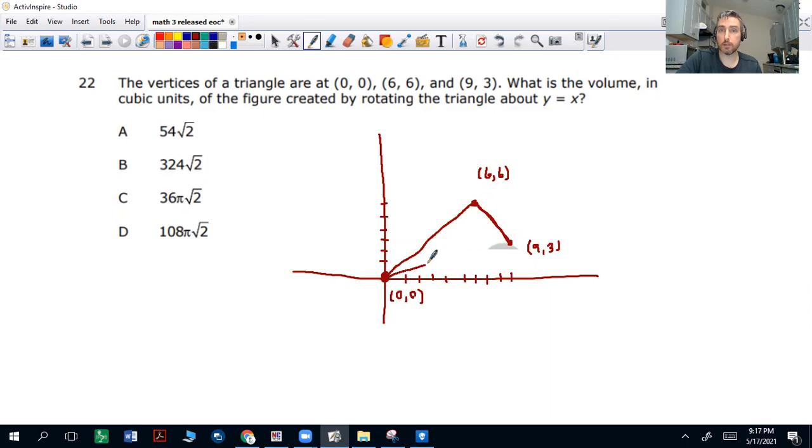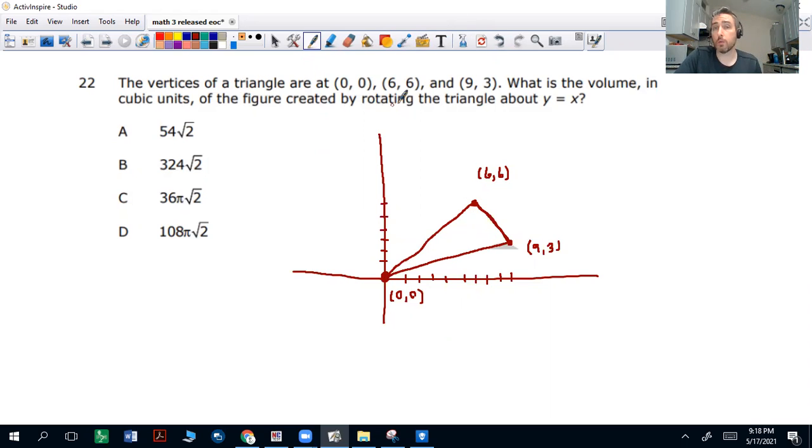But we can kind of verify that it's a right triangle by looking at the slope. This has a positive slope of 1. This has a negative slope of -1. So they're going to be perpendicular to each other. But it says, what's the volume?